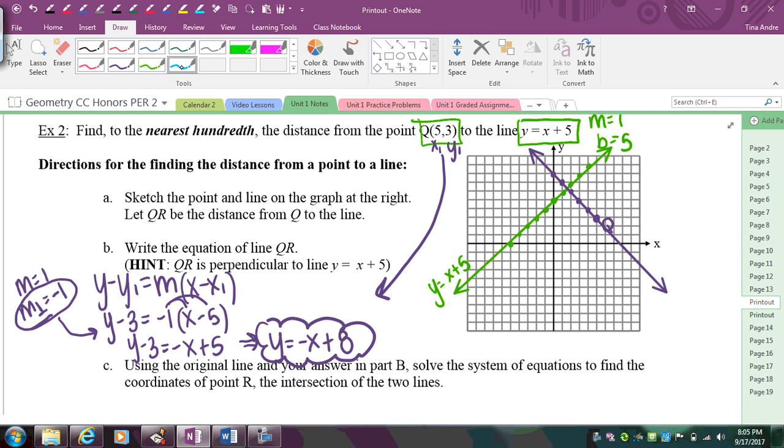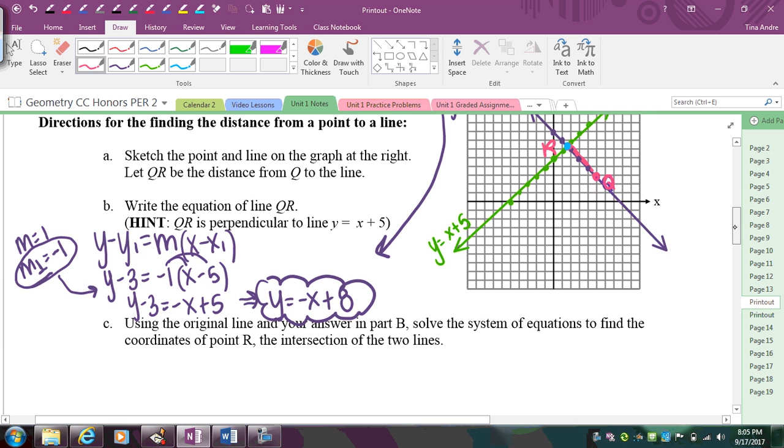What I care about is this solution, or this intersection, because that intersection I'm going to call point R, and then I'm going to be able to find the distance between Q and R. And that right there is my perpendicular distance between the point and the given line. So in order to find that point R, I'm going to use my graphing calculator.